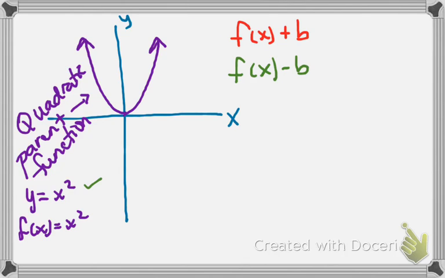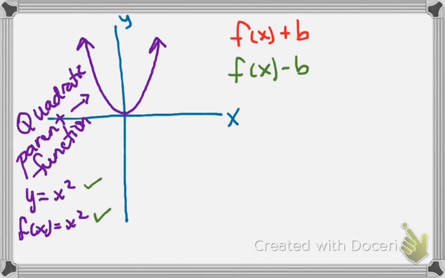You need to know that y equals x squared and f of x equals x squared are the exact same thing. F of x is the exact same thing as y, and this is the parent function for the quadratic. Now, whatever they do to the x squared, that's what's going to cause it to change.